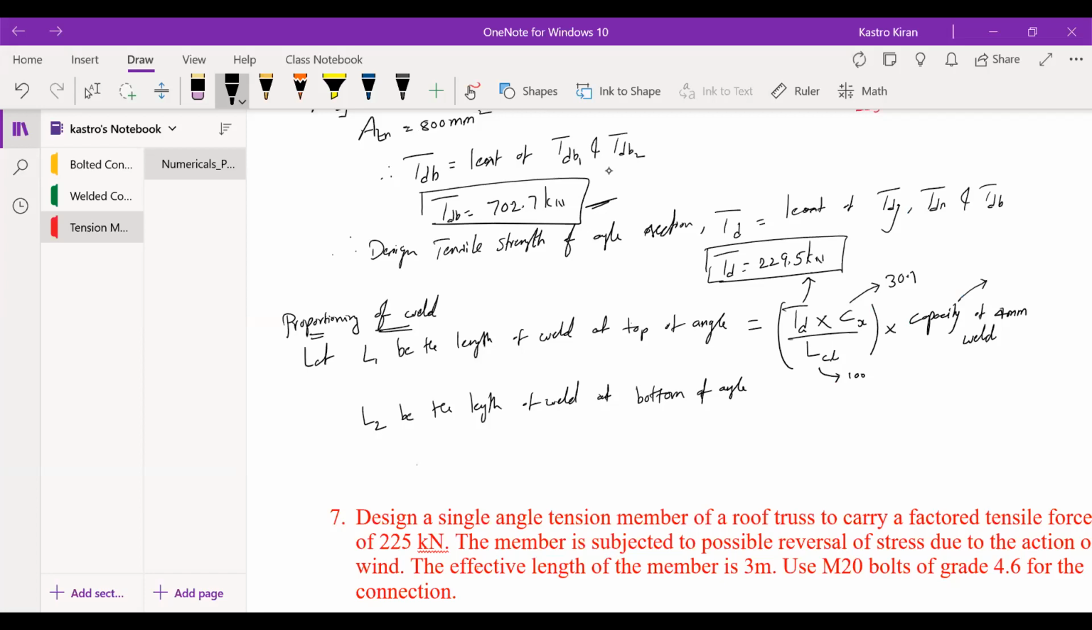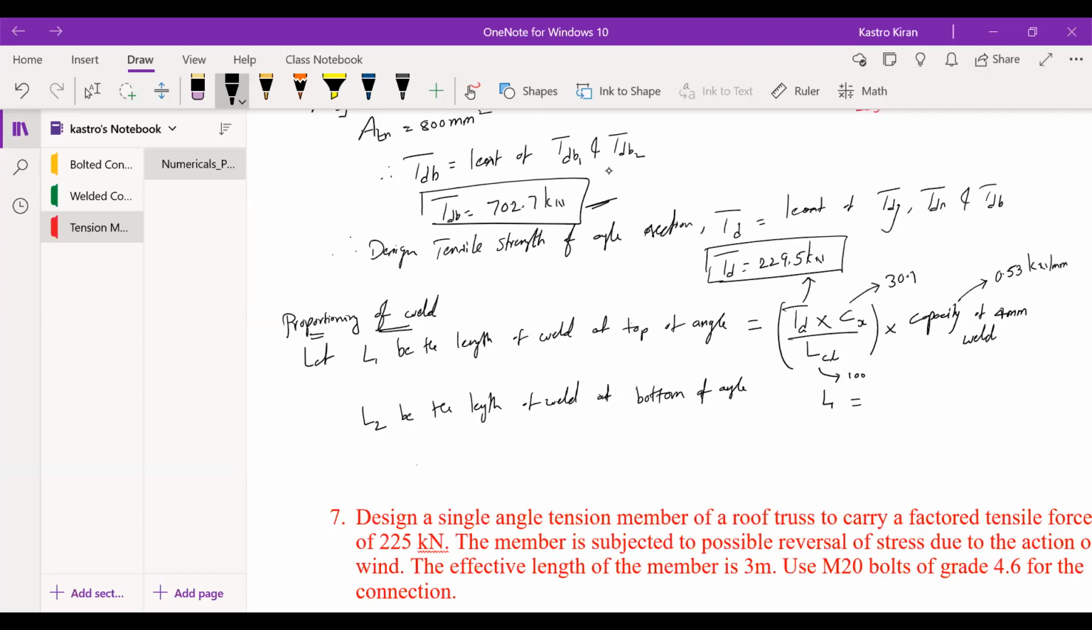Remember this. This value is not available in your code book. You have to remember this. So when you have a 4 mm weld size, the capacity is taken as 0.53 kilonewtons per mm. Now substitute all the values and obtain the value of L1.